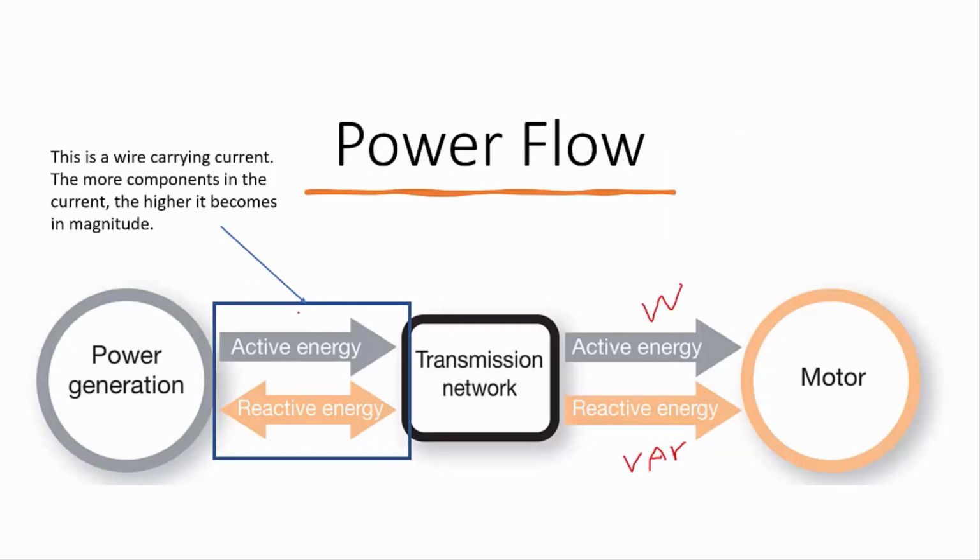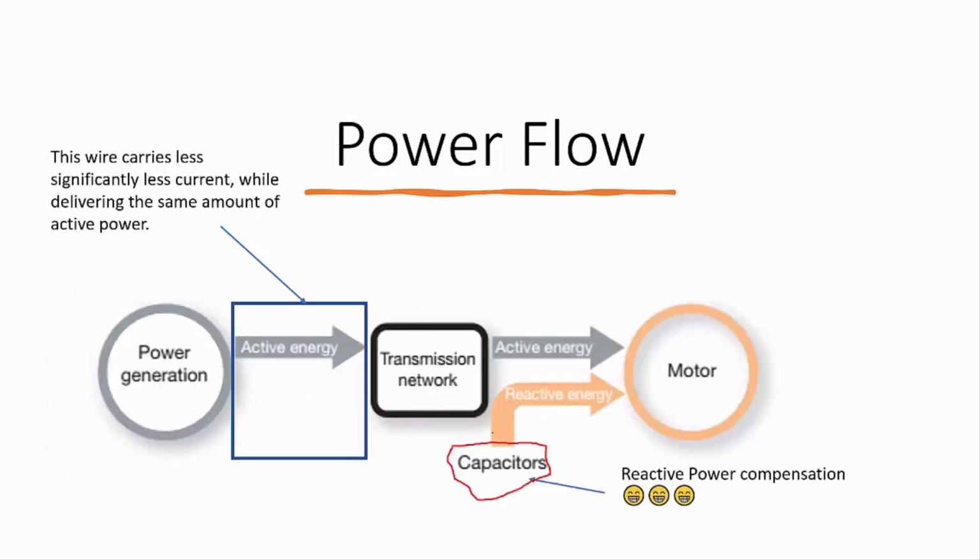Now, in this scenario, what the generator, the utility, sees, what they can measure in this cable, is that they are delivering some active energy and some reactive energy. So they have a higher current, they have losses, right? So when you go to a locally generated reactive source, the utility will only deliver active energy, and the current in their wires will be less.